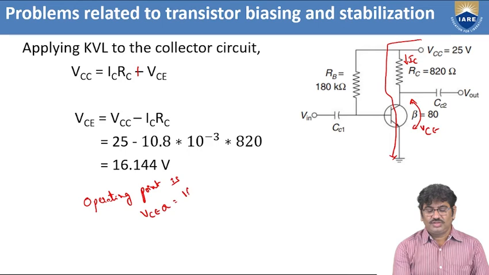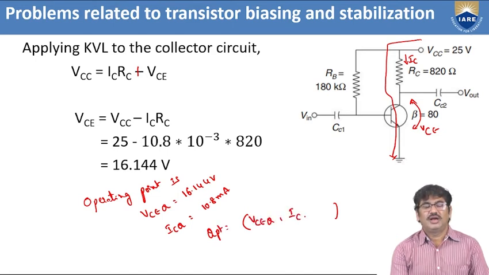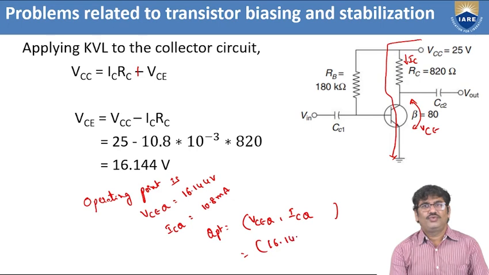So the operating point for the given circuit is VCEQ is equivalent to 16.144 volts and ICQ is equivalent to 10.8 milliamperes. So the coordinates for Q point you can take as Q point is equivalent to VCEQ comma ICQ. So Q point will be located at 16.144 volts comma 10.8 milliamperes.